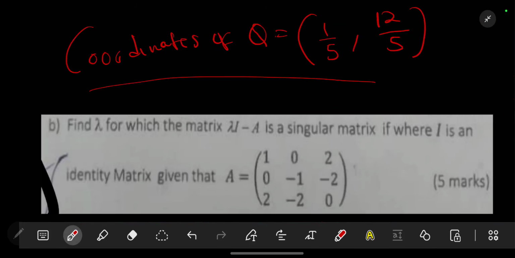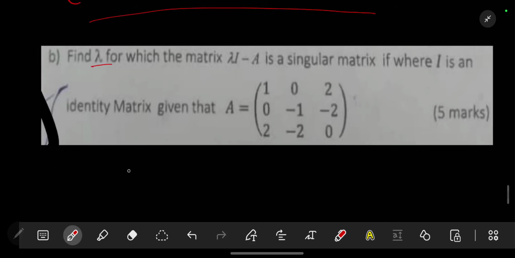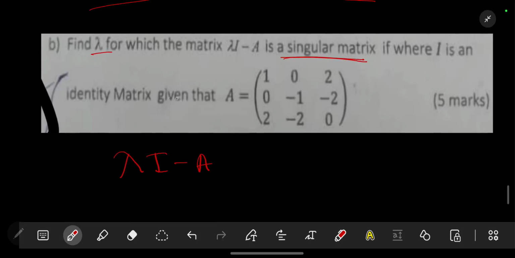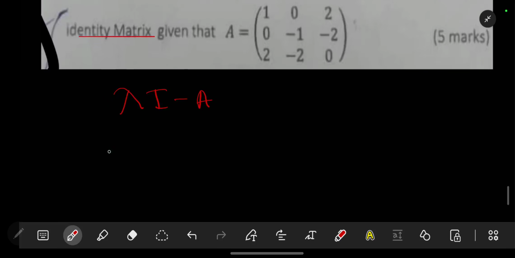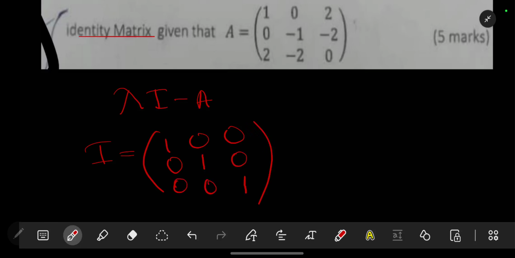This one says, find the value of lambda for which lambda times the identity minus A is a singular matrix. A singular matrix is a matrix whose determinant is 0. So we first require, where I is an identity matrix. Given that A is equal to that, we are going to replace. The identity matrix is 1 0 0, then the next one will be in the middle, the last one will be at the end. So this is the identity matrix.